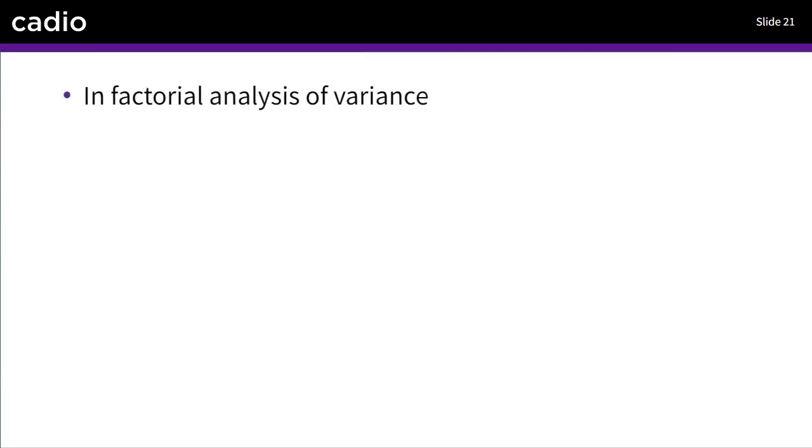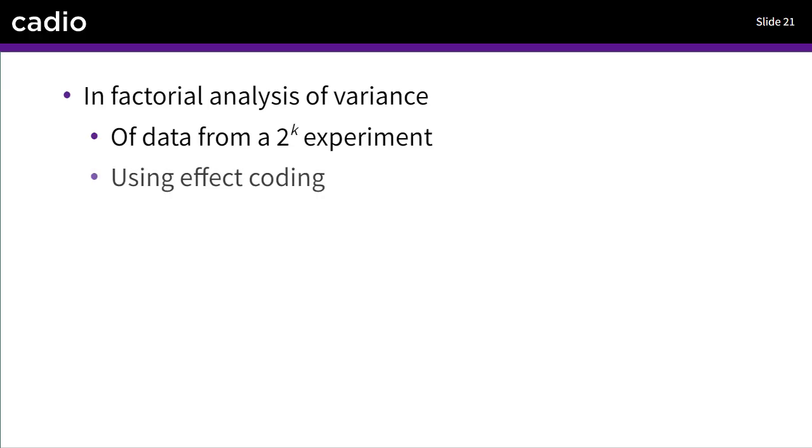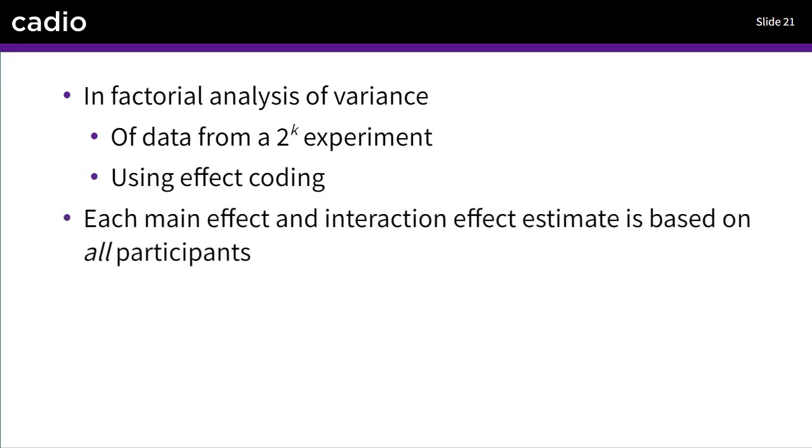In a factorial analysis of variance of data from a 2 to the k experiment using effect coding, that is, -1, 1 coding, we're going to come back to that, each main effect and interaction effect estimate is based on all participants. In a sense, experimental participants are recycled. By this I mean each participant is used in multiple effect estimates. Yet, under many circumstances, the effect estimates are uncorrelated. We will discuss this later.